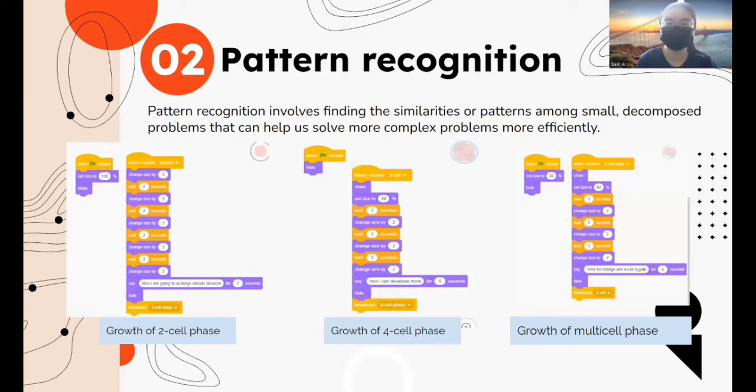So I keep on repeating the pattern so that it can form some kind of series that will make the concept easier to understand. And I repeated the pattern in 3 main parts, which are growth of the 2-cell phase, growth of the 4-cell phase, and also growth of the multi-cell phase.